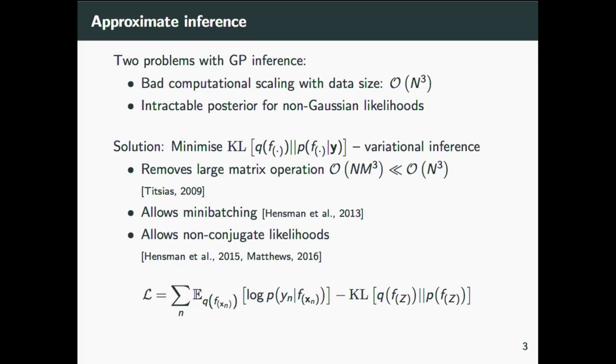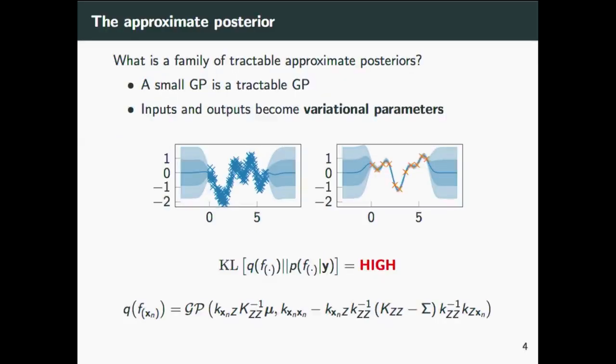Now, given that we have a variational lower bound, we also need to define a class of tractable approximate distributions that we're going to find our solution from. And in the Gaussian process inference case, the class of tractable distributions is essentially the prior conditioned on a small number of points. These points are called inducing points, and essentially determine the shape of the posterior.